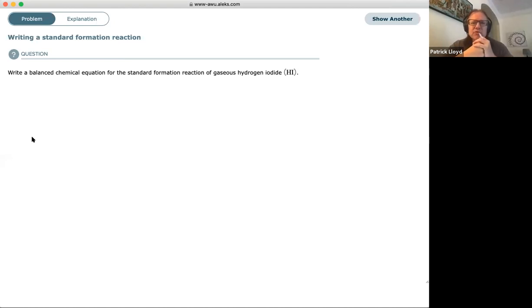Write the balanced chemical equation for the standard formation. The standard is the degree sign, by the way, for the standard formation reaction of gaseous hydrogen iodide. Okay, so we're doing HI. Now, remember, both of those are diatomics. And they said it's gaseous. Okay, just be careful. They said it's gaseous. So it's HI as a gas. And there's going to be a delta H of formation for this that we look up in a table. We haven't gotten to that yet, but we can look them up.